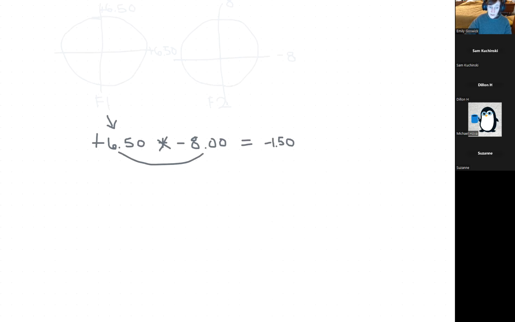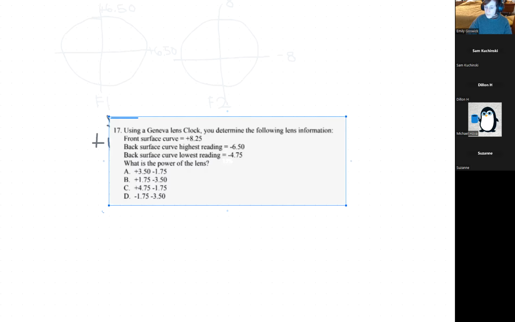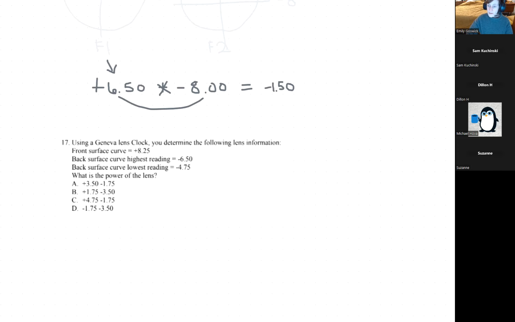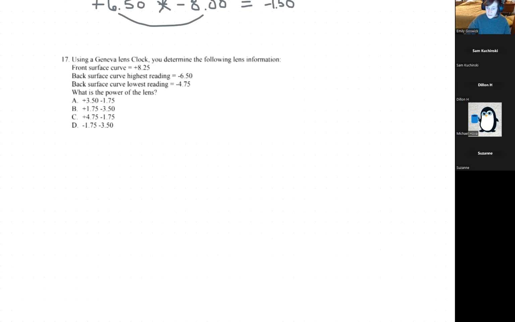And then my next one, actually, I'm glad I have this in order here, is going to be with astigmatism. So let's just kind of go through the same thing, but using an astigmatism example. So let me just put in that question real quick. Okay, so again, using a Geneva lens clock, you determine the following lens information. The front surface is a plus 8.50. Okay, so let's go ahead and draw that out. I'm sorry, 8.25. Oh, where did I get that? 8.25.